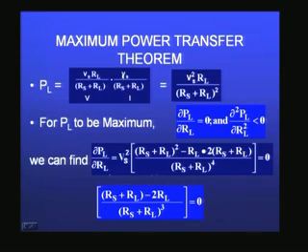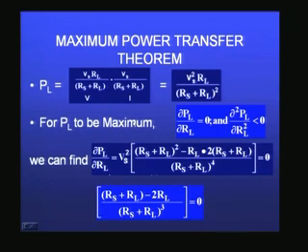Similarly, the current is voltage divided by total resistance. Vs is the voltage, total resistance is Rs plus RL. So this is the total power. So Vs square, when I simplify this, it is Vs square RL divided by Rs plus RL whole square. So this is the value of PL.